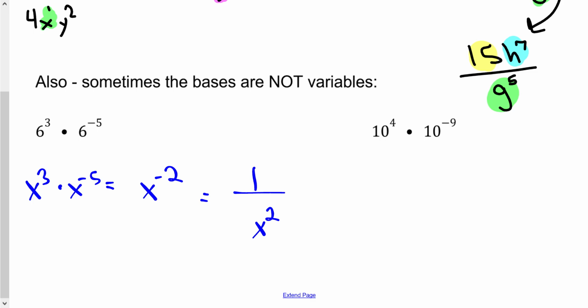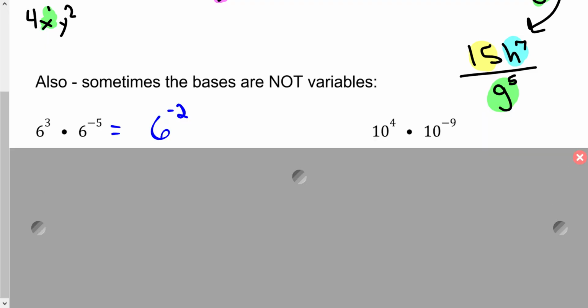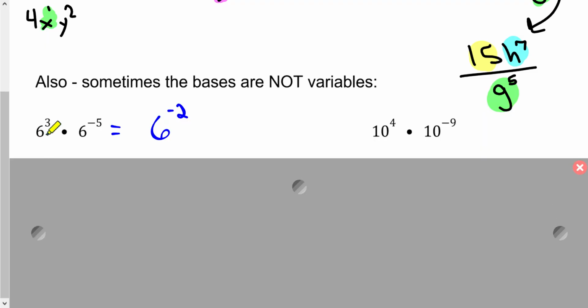Well, what happens if we don't have an x, but we have 6 to the third times 6 to the negative fifth? What would that be? 6 to the negative second, right? No, seriously, does that make sense right there? I mean, look, do we have the exact same base? Does that have a 6 and does this have a 6? Do they both have exponents?